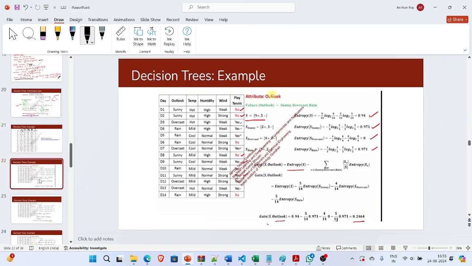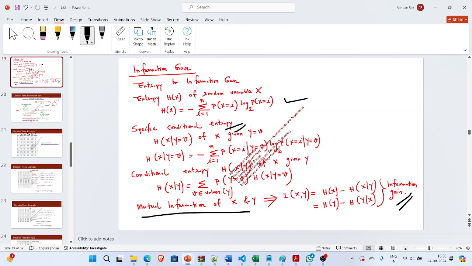If you take the example, first we're calculating the entropy S. How did we calculate the entropy? If you remember, we take the positive values, play tennis being yes is the positive value. Then take the ratio of that, and like that you get this one, right? So easy. That is how we got the entropy as given in the formula here.